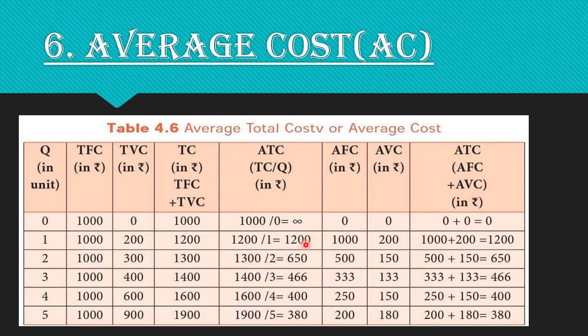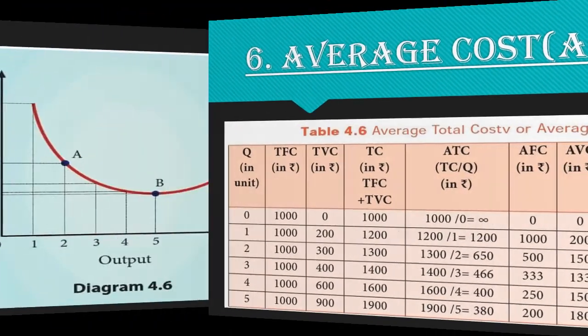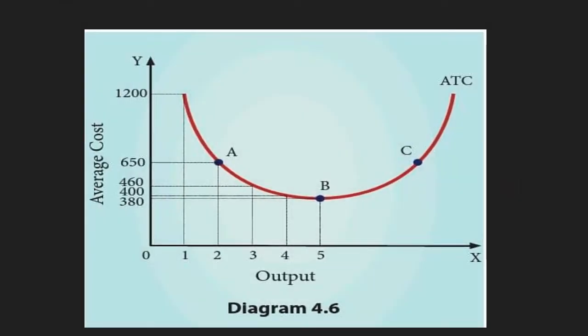In the same way, we have another way to calculate this, that is average fixed cost plus average variable cost. You can go for average total cost. So there is no difference. It's up to you what formula you want to apply. So here is the graph of average total cost. It is also U-shaped. In the beginning, it starts decreasing, but after a while, it starts going up.